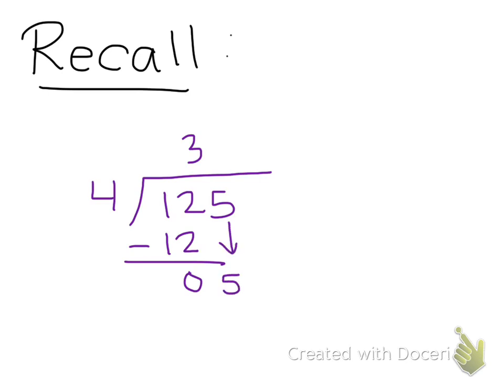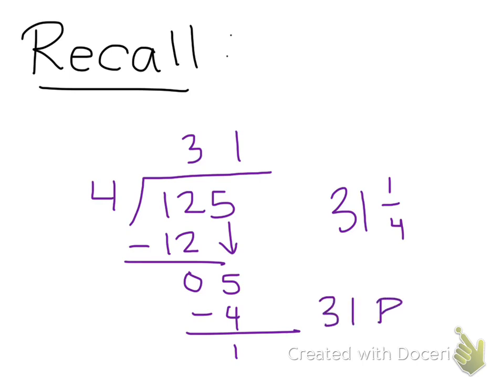4 goes into 5 one time. I multiply it, and we subtract, and then get a remainder of 1. So the way we would write this is 31 and 1/4. You used to do it like this when you were younger, but we're now a little bit more sophisticated. The reason the remainder is 1 is because 4 doesn't go evenly into 1, and that's why you write your answer over 4.